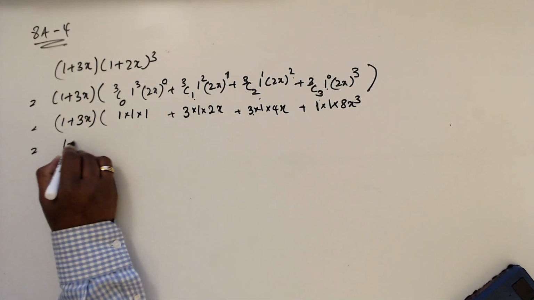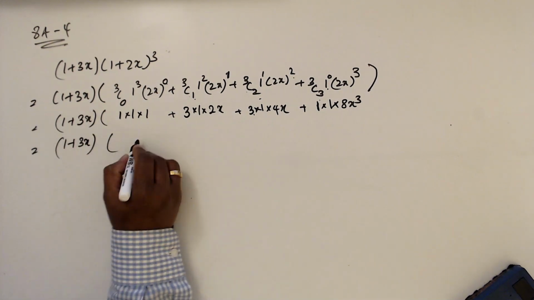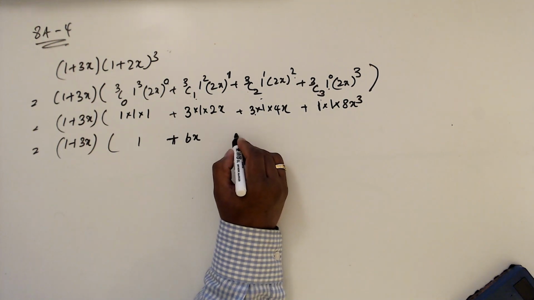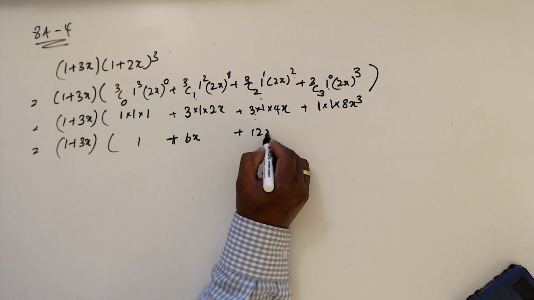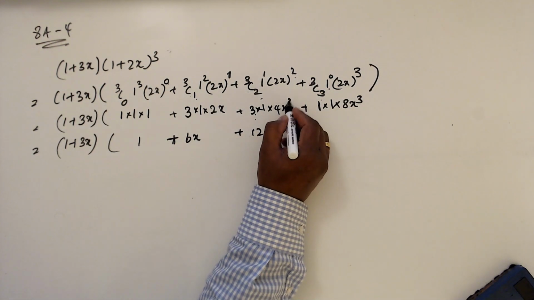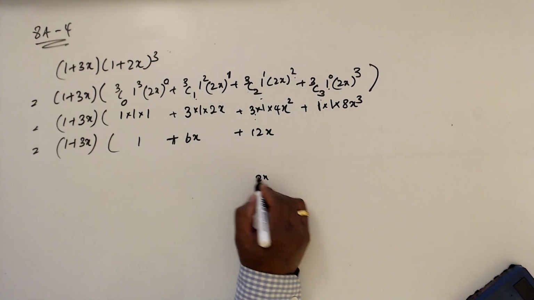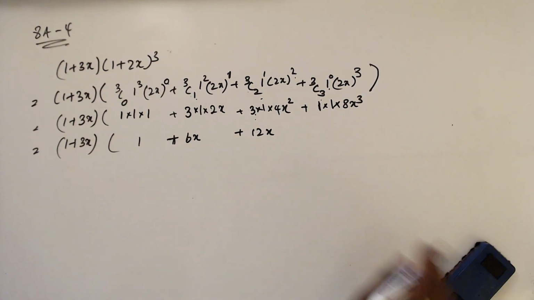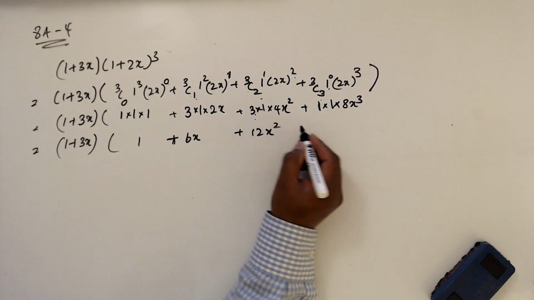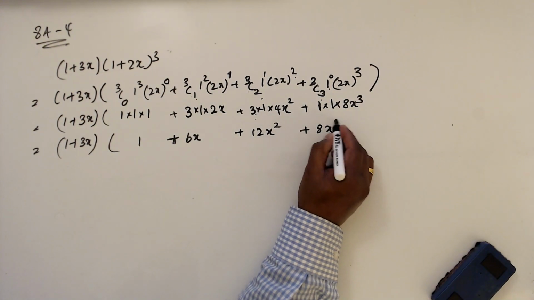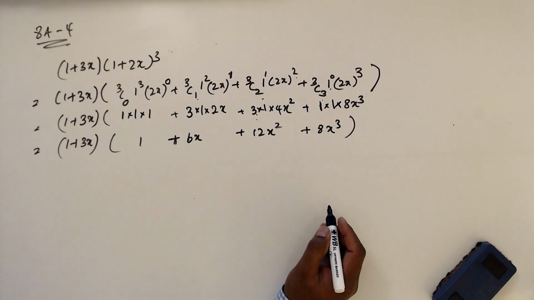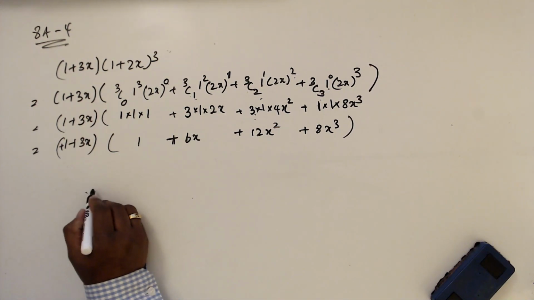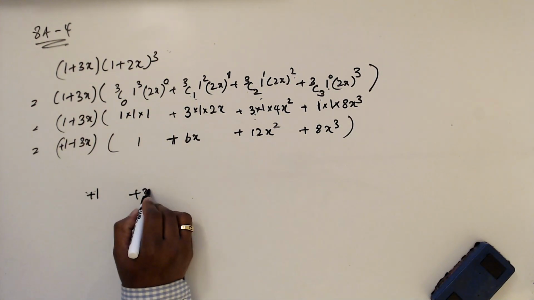Now 1 plus 6x plus 12x squared, 2x squared means 4x squared, and this is 8x cubed. Now we have two terms: one is plus 1, other one is plus 3x.